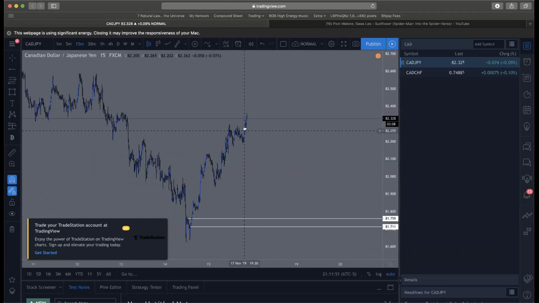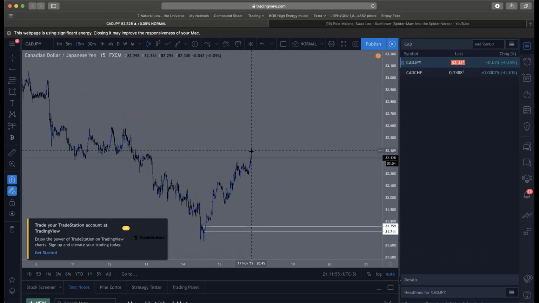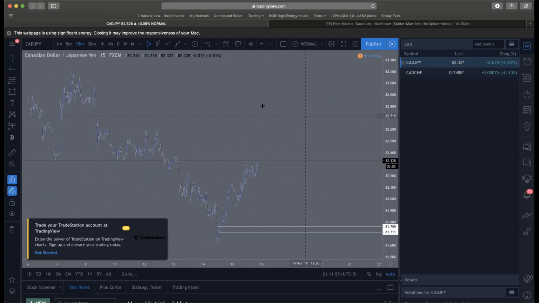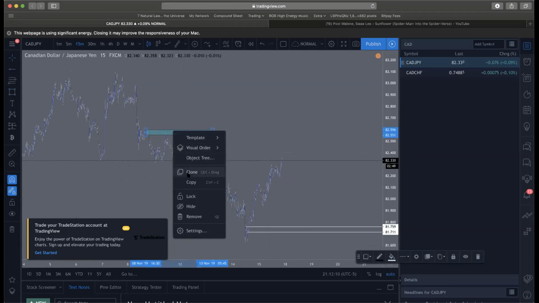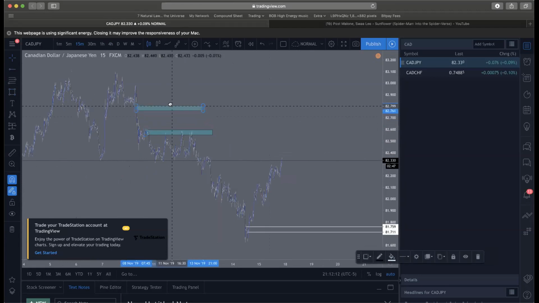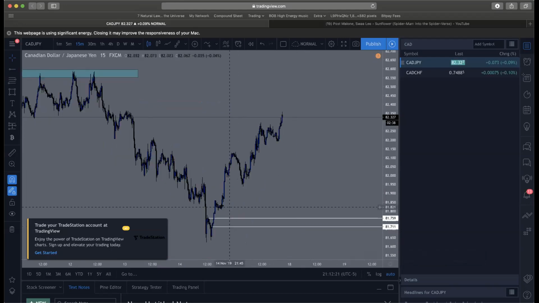So we could see CAD JPY drop hard from kind of where it's at and then pull back into here and then continue higher. We do have nice upside targets right up in here. Beautiful, beautiful. Imbalance to play in here. Yeah, CAD JPY is most likely going to go up, but it's just a matter of it pulling back down to give us an entry.